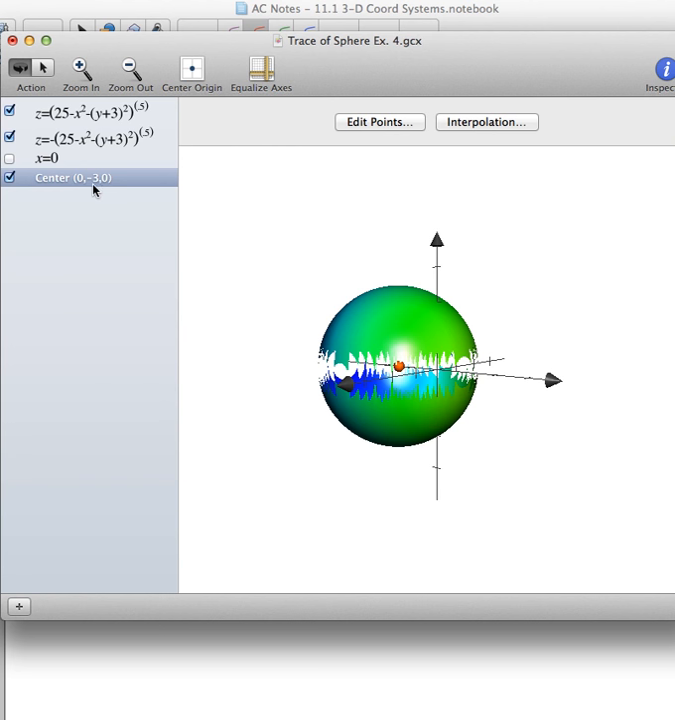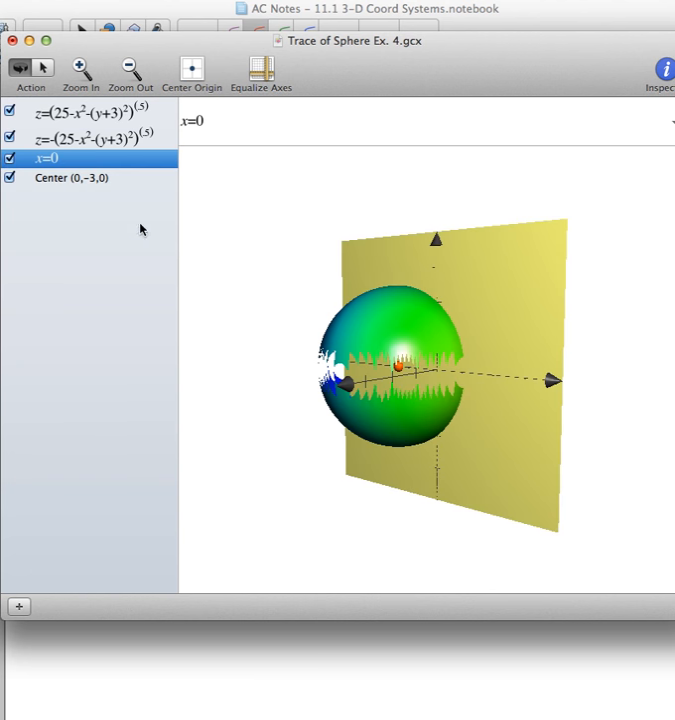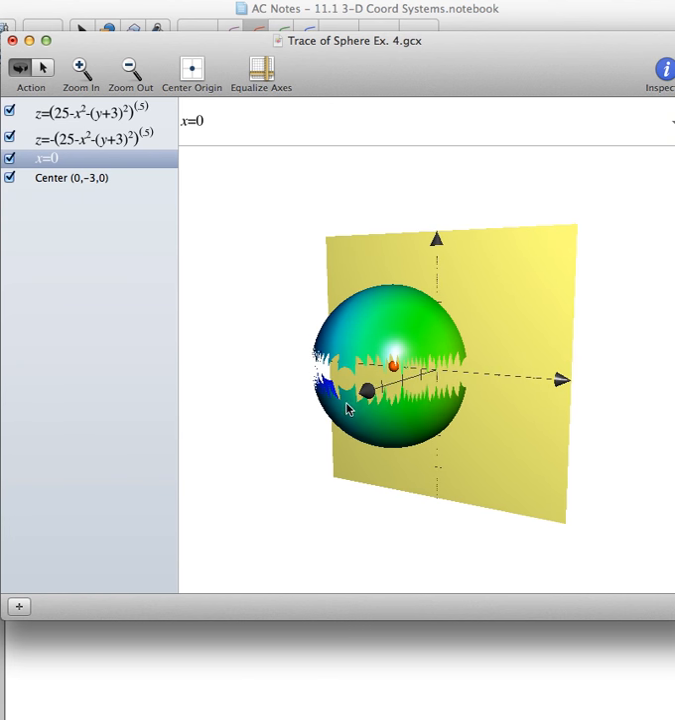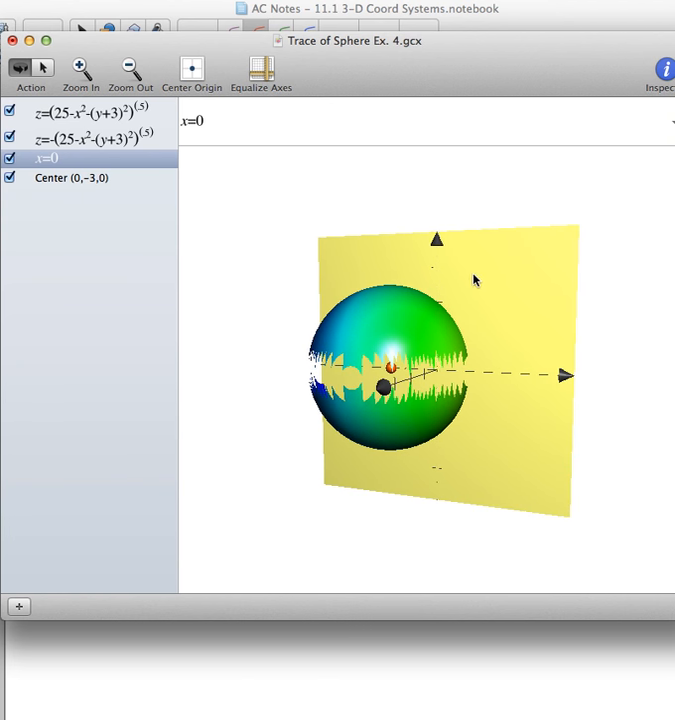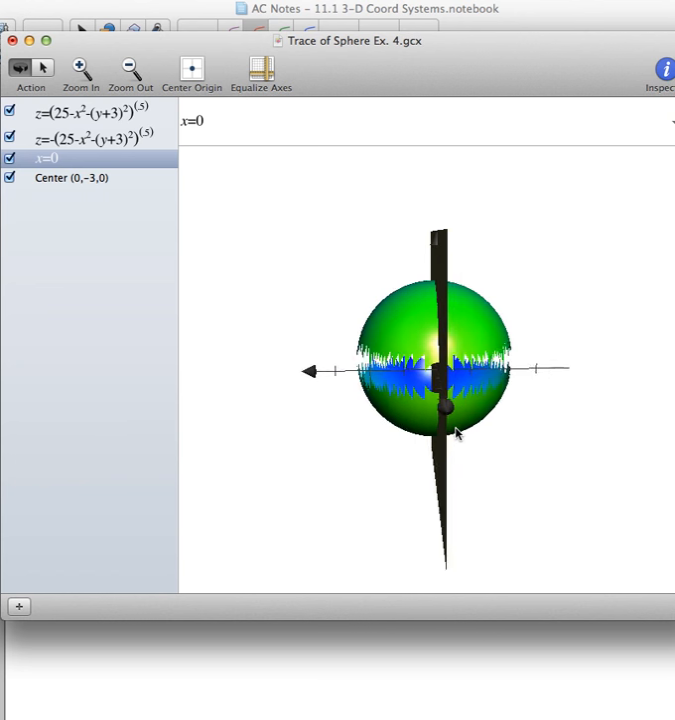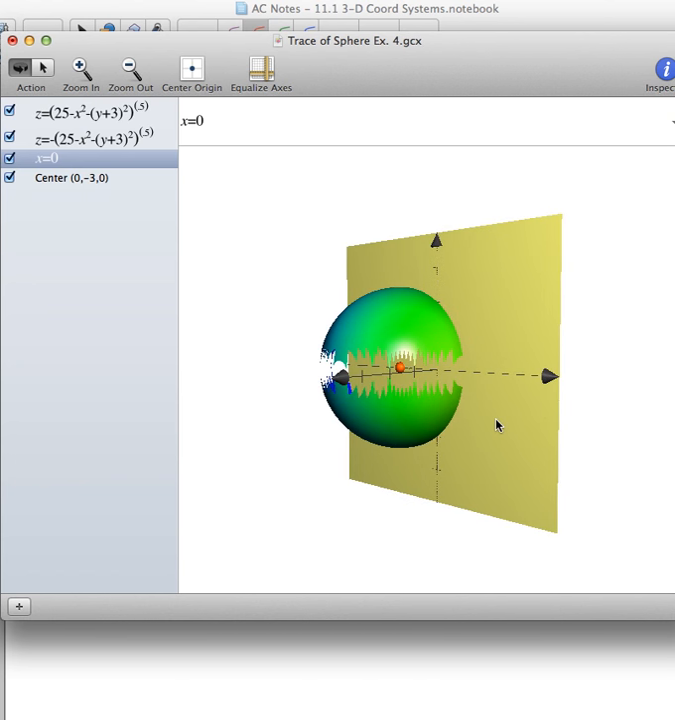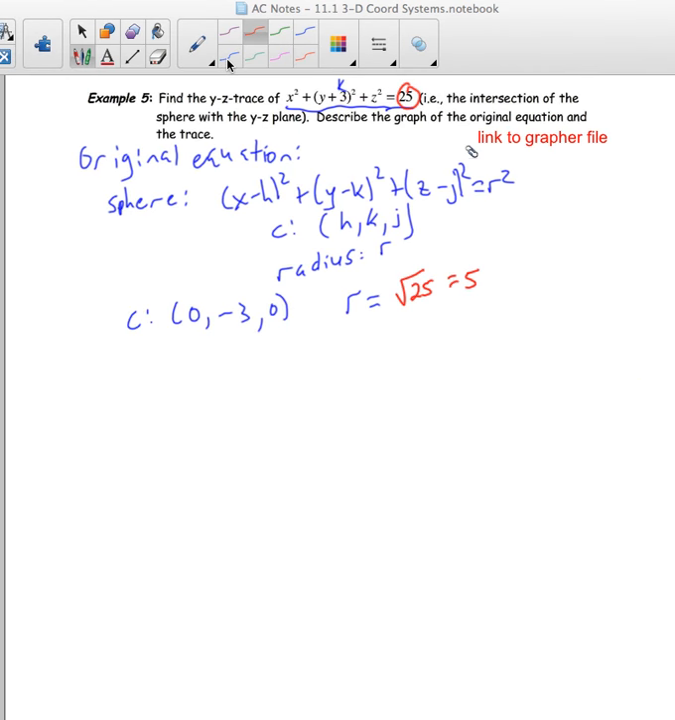So it's the intersection of this sphere with the plane x equals 0. And I'm going to put that plane in right now. So this is the plane x equals 0. X is coming out as we're looking right now. So it's the YZ plane. And the intersection, if you can see here, between this sphere and the plane is a circle.